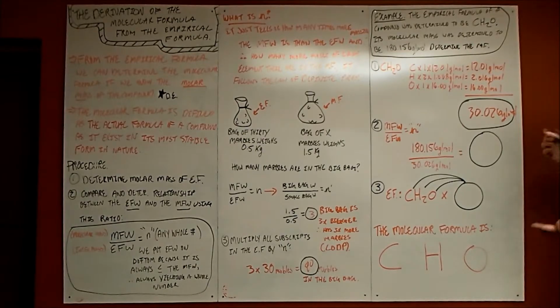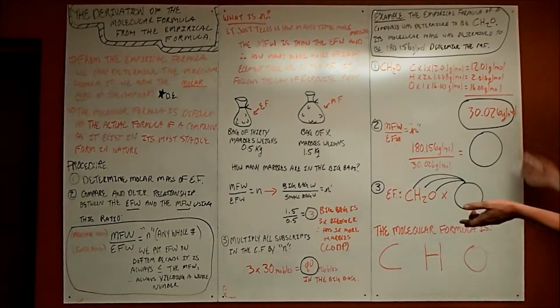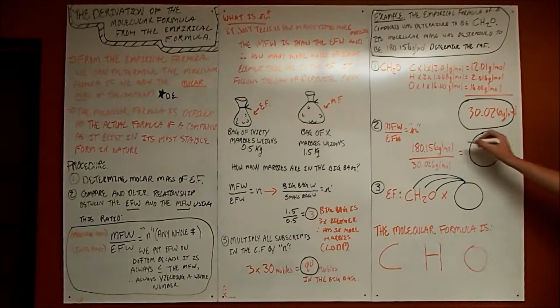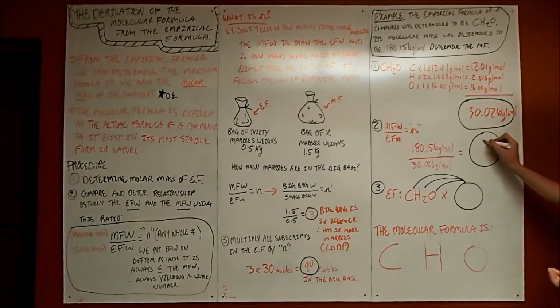We then use step 2, the ratio, just like the big bags, and determine how many times greater the molecular formula mass is than the empirical mass. We just divide it, big on top, and we get the number 6.